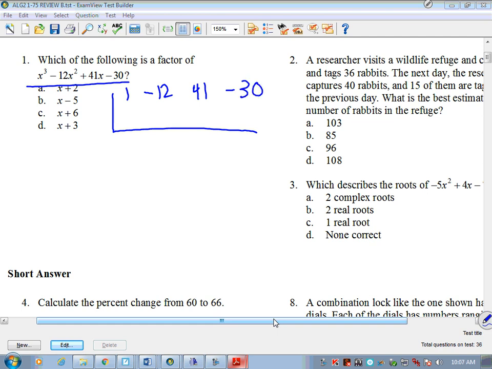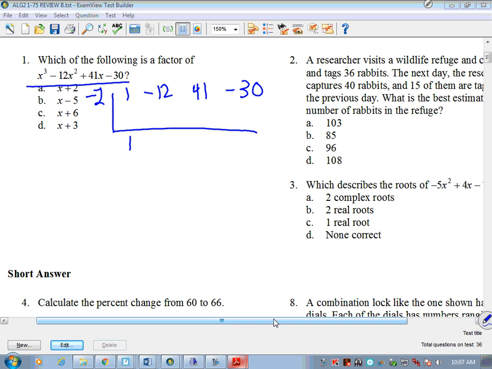Now, how am I going to know if something works? What should my answer be if it's a factor? What should I get for my last term over here? 0. All right, now if I want to check out x plus 2, what number do I divide by? Or what do I use? I'm going to use negative 2, so let's try that. All right, what do I do with the 1? Drop it down, and then what?